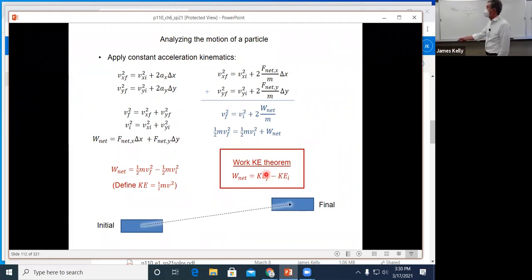Okay, but notice it's talking about the net work. You have to concern yourself with all the forces. And we're going to find that this is useful because if I can easily calculate what the net work is, it allows us to figure out what the final speed is if I only know the initial speed of the object. So just like the kinematics equations, it allows us to jump from the initial to the final without worrying too much about what goes on in the middle.